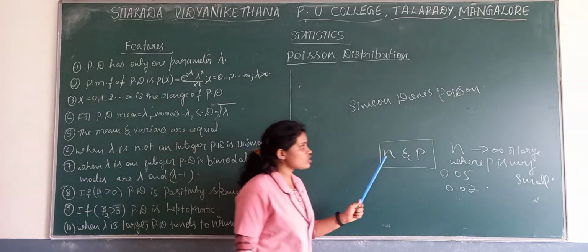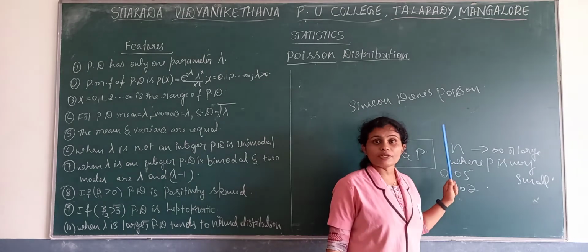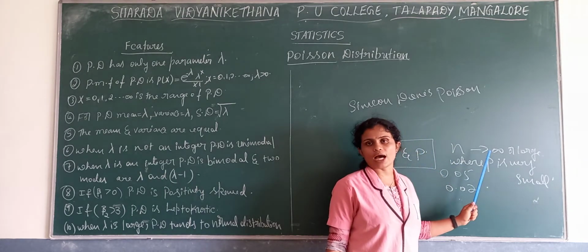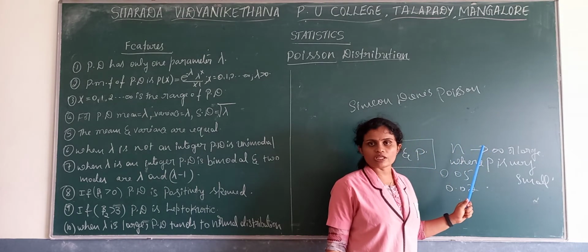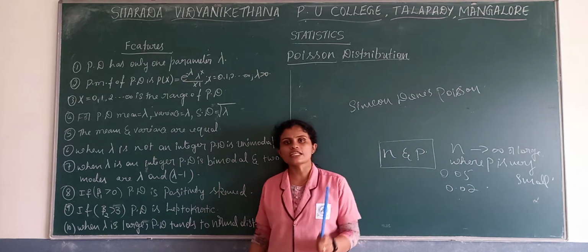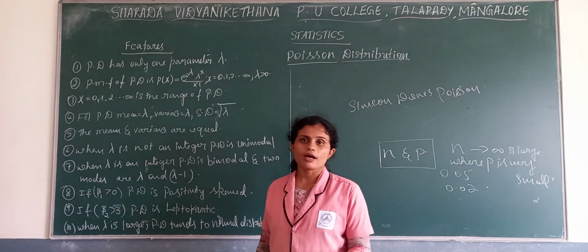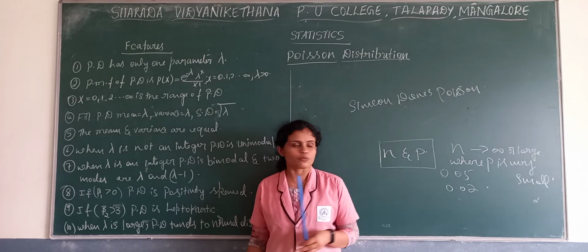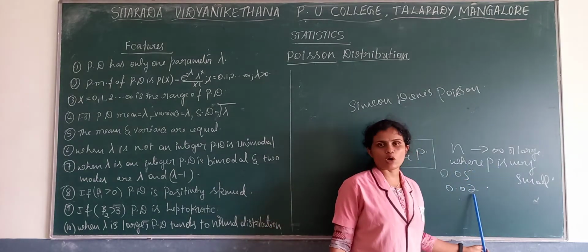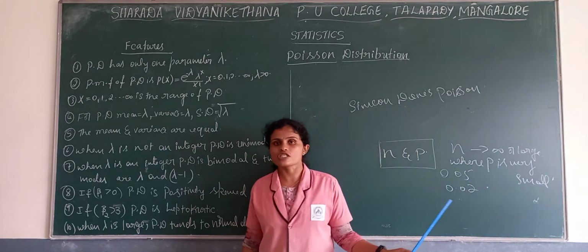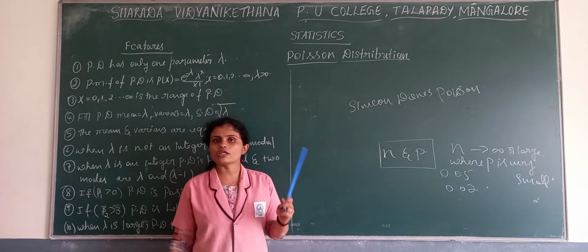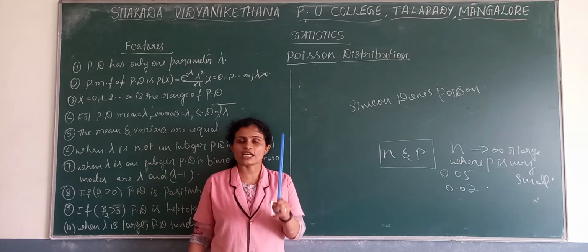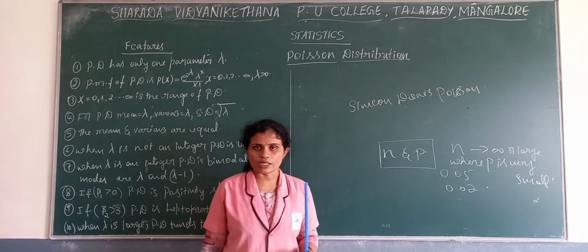What are the limitations of binomial distribution? If n is too large, we cannot apply binomial distribution. If n is indefinite and we don't know the value of n, we cannot apply binomial distribution. Or if p is very small, like 0.05 or 0.02, in such cases we cannot apply binomial distribution. So those are the limitations of binomial distribution.